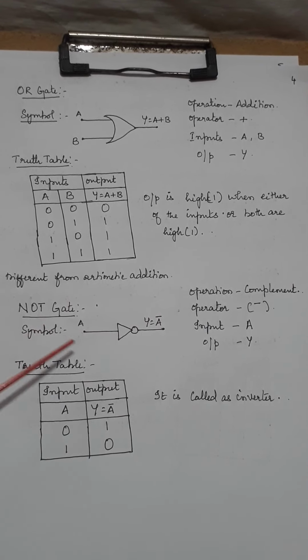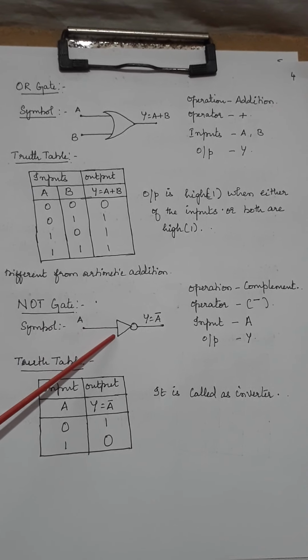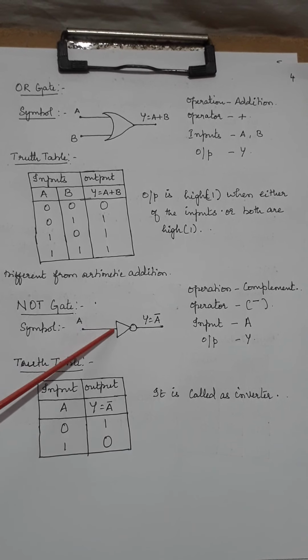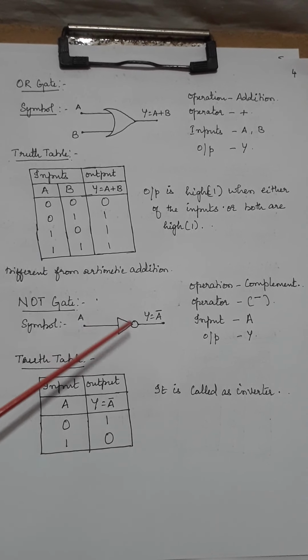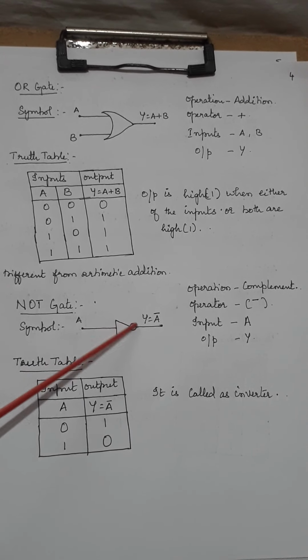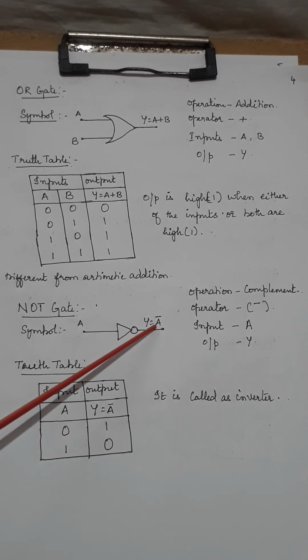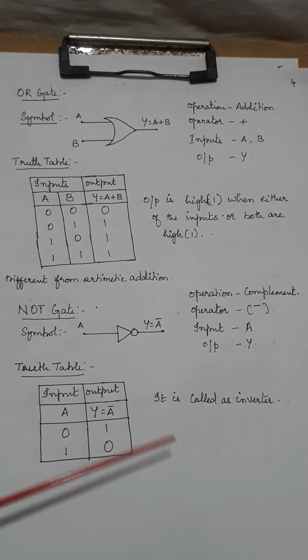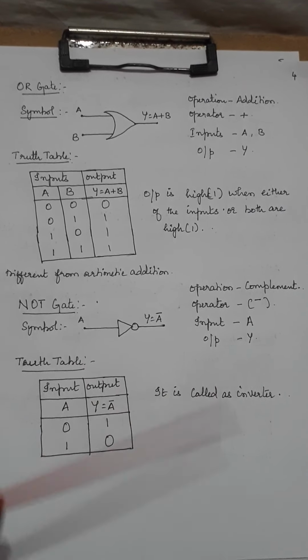And the symbol is like this: you draw an input and then you draw a triangle, which you would have drawn in the PN junction diode. But in the diode, after this you draw a line, but here instead of a line you draw a circle and then draw the output. So y is equal to A complement. What's the meaning of complement? It is only just the inverse.